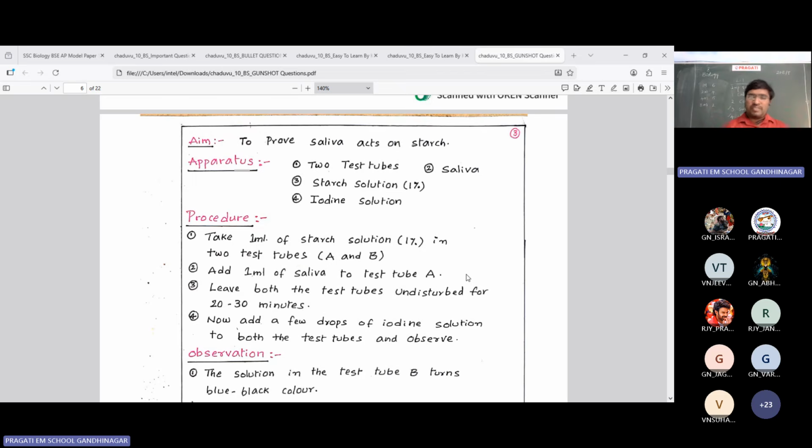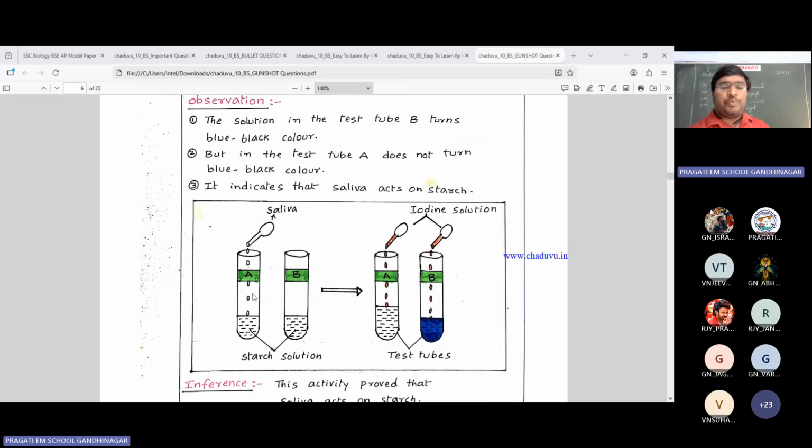The procedure is also important for this experiment. So here we are taking 2 test tubes. Take 1 ml of starch solution in the 2 test tubes. Okay, test tube A and test tube B, children. This is test tube A and this is test tube B.